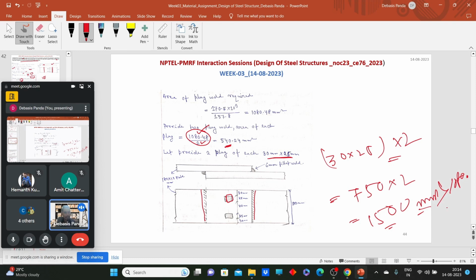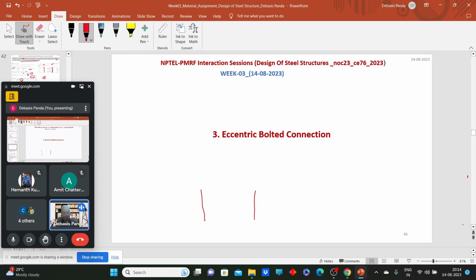Now this weld part is sort of completed. Now we will go to the eccentric connections. First we will cover the eccentric bolted connection, and then we will go to eccentric welded connection. Then we will solve the assignments.